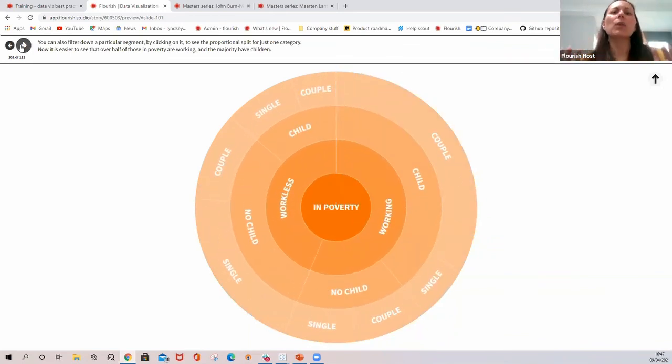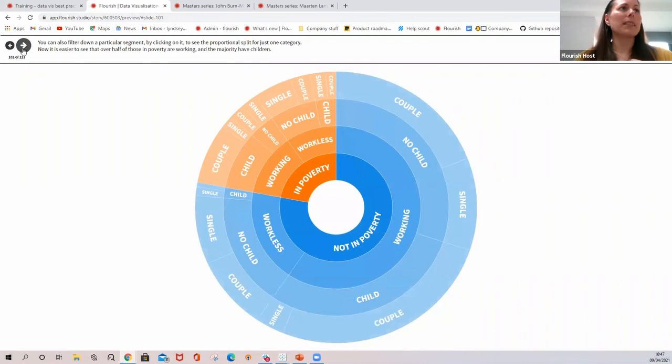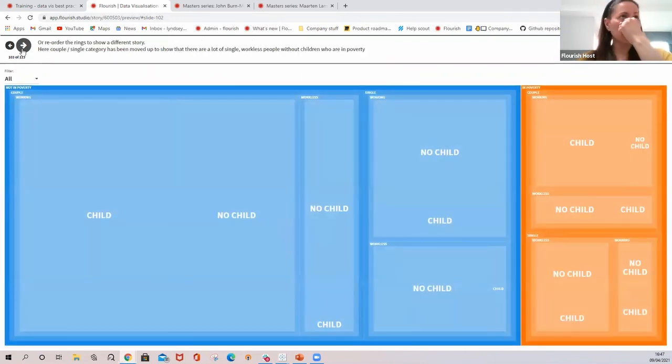So now if you just want to look at those in poverty, this becomes the whole population, and you can see how it's split down for just those in poverty, rather than keep going through that quarter of people in poverty segments. And now you can see that half of the people in working, the majority have children. So working, children, and in a couple. And this is the kind of hierarchy template. So it's quite handy. You can drill up and down into the different kind of layers.